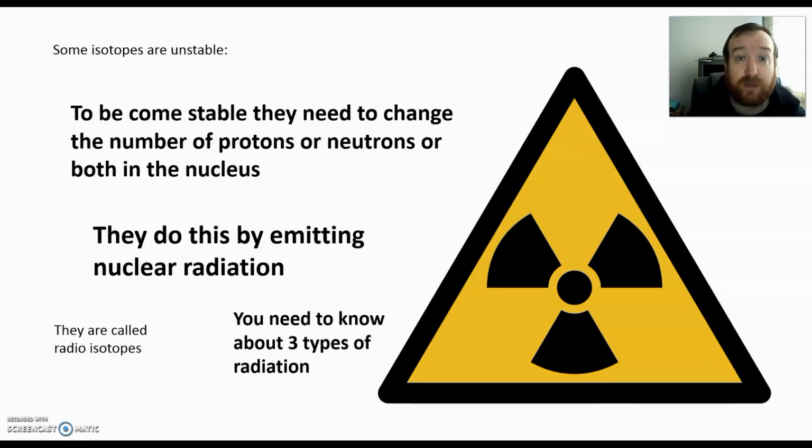And you need to know about 3 radioactive processes. You need to know about alpha particles, beta particles, and gamma rays. All these isotopes that are unstable, that emit this radiation, are called radioisotopes, from radioactive. They give out radiation. So, we're going to look at those 3.